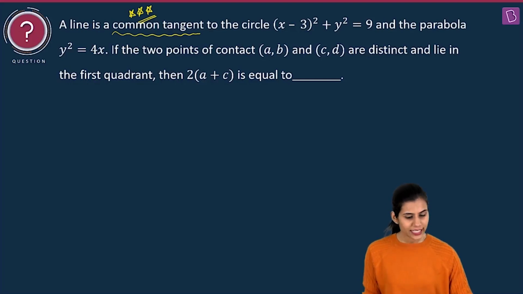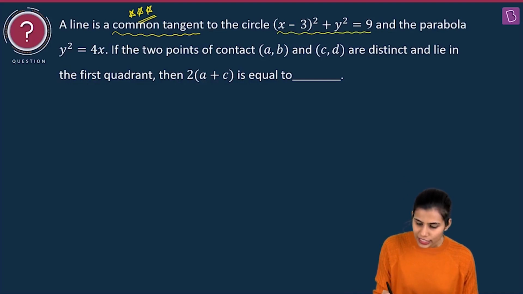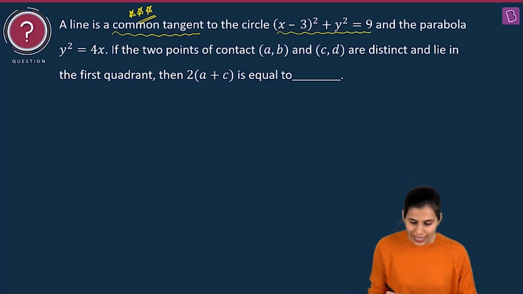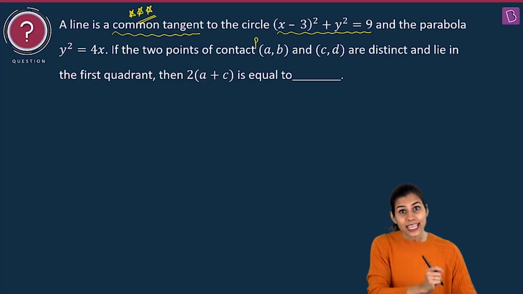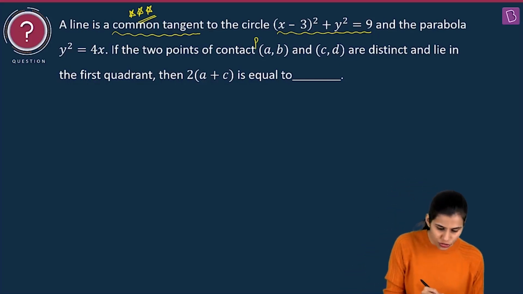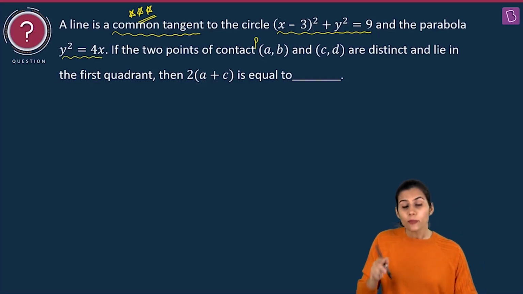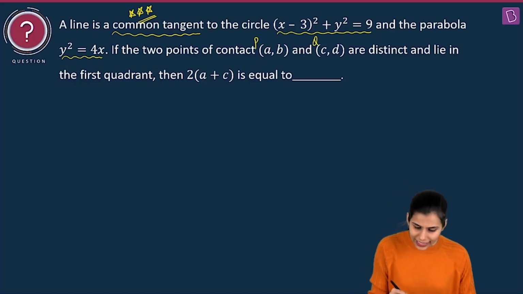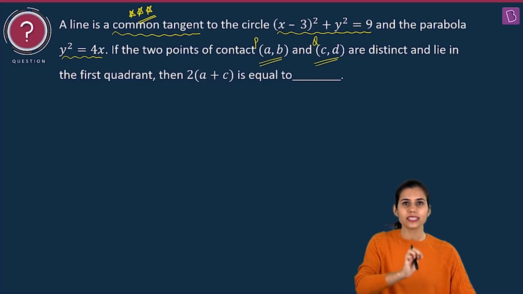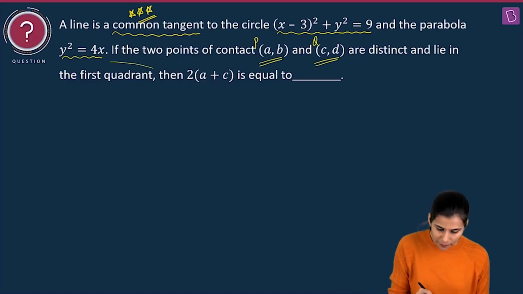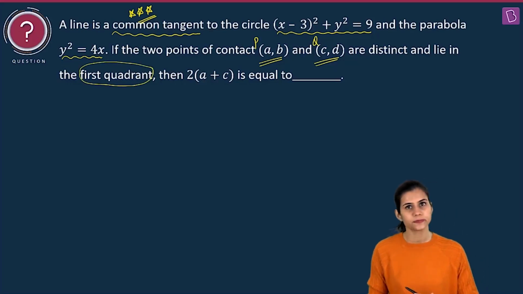The question here says that there is a line which is a tangent to this circle with the point of tangency being A, B, let's call it capital P. The same line is also acting as a tangent to this parabola with the point of tangency being C, D, let's call it Q. Mind it, both these points of tangency are distinct from one another, so they are representing two distinct points in the plane, and both these points are sitting compulsorily in the first quadrant.